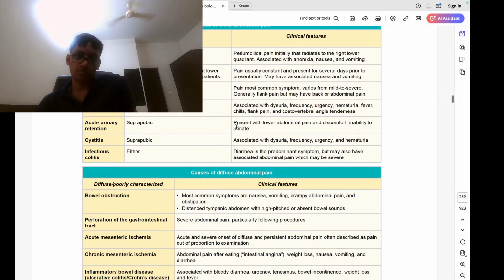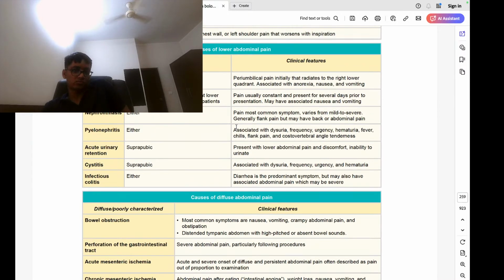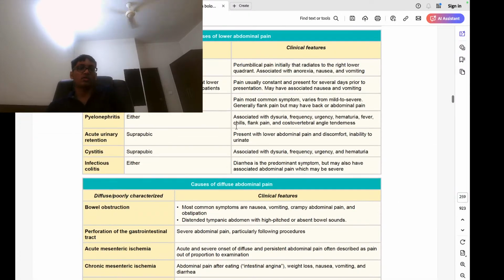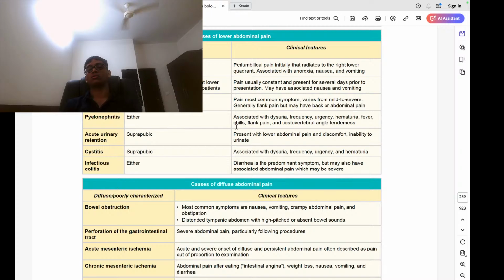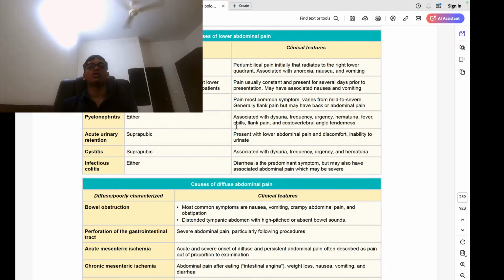Causes of lower abdominal pain and diffuse abdominal pain. Okay, lower abdominal pain: you have appendicitis, diverticulitis, nephrolithiasis, pyelonephritis, acute urinary retention, cystitis, infectious colitis. Appendicitis is right lower quadrant; diverticulitis is left lower quadrant, though right lower quadrant is more common in Asian patients. Nephrolithiasis or pyelonephritis is flank, and acute urinary retention is suprapubic. Cystitis is suprapubic, above the pubis, and infectious colitis is either right or left.